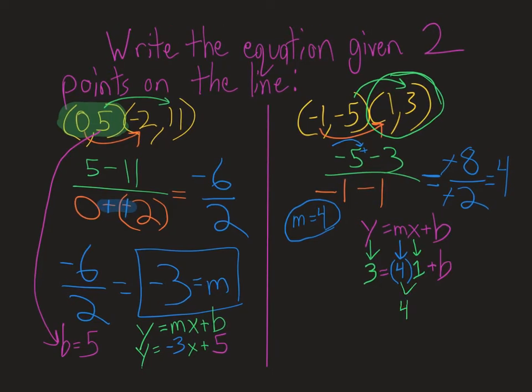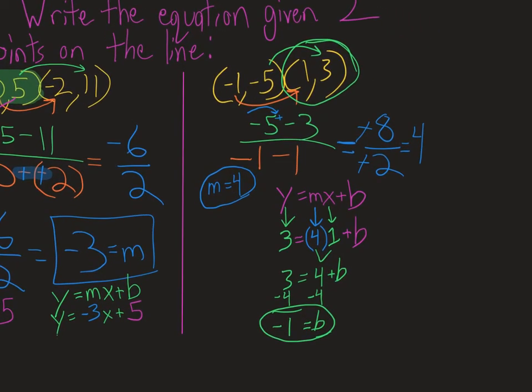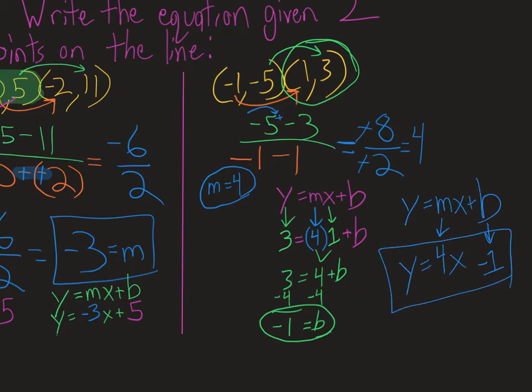4 times 1 is 4. And with that, I can see that my b, my y-intercept, is negative 1. But remember, we're not finished yet. We've got to fill it into that final equation. So my b, negative 1. My slope m is 4. And there you go.